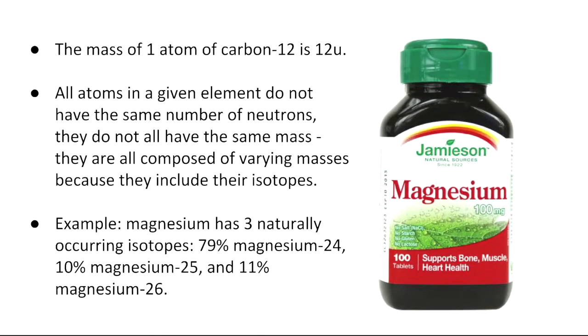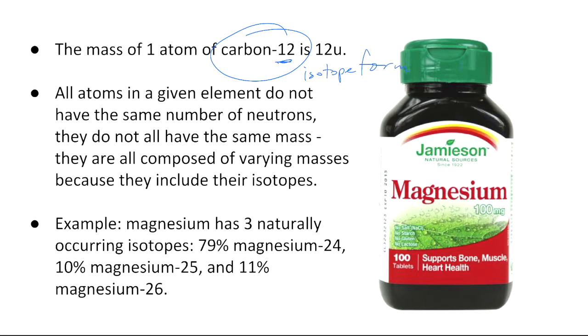The mass of one atom of carbon-12 is 12 u, or atomic mass units. Understand that when we write an element with that dash and that number, this number represents the atomic mass of that element. This is what's referred to as isotope form.